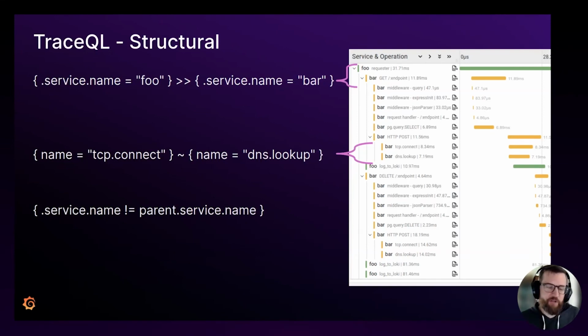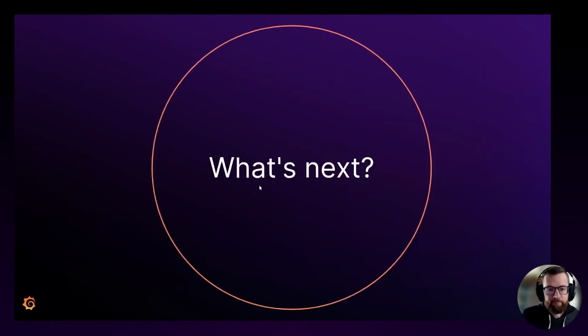And a final structural element of the language is the parent kind of scope on an attribute. So service name does not equal parent service name is going to match any spans that cross a service boundary. So my service name, this span right here, is not the same as my parent's. If I can reduce my span set to that, I'm only going to get basically the root span from every service in my trace. Cool. So structural queries are important to us.